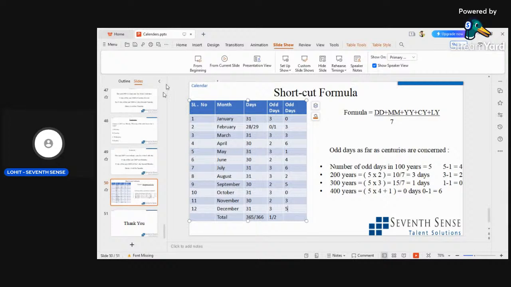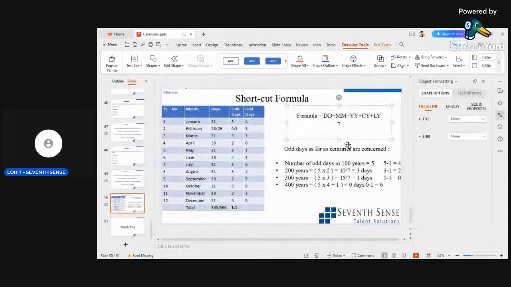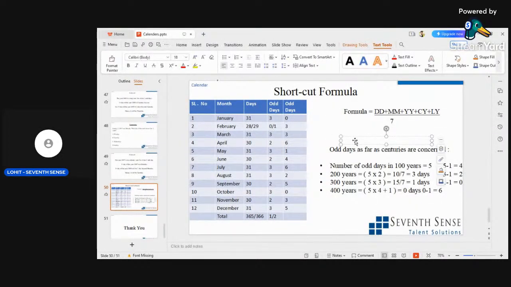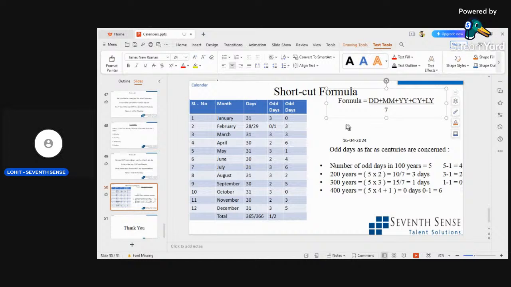Suppose I will take the same date. What was the date we have taken there? Anyone can tell me? No one, right? Okay, I will write down today's date itself. So 16, 4 and 2024, right? So we'll take this date. What is the date we are having here? I will just directly solve here itself, so you will get an idea.